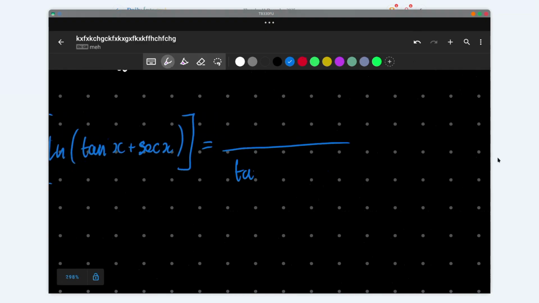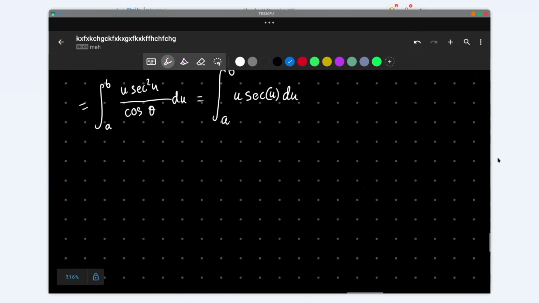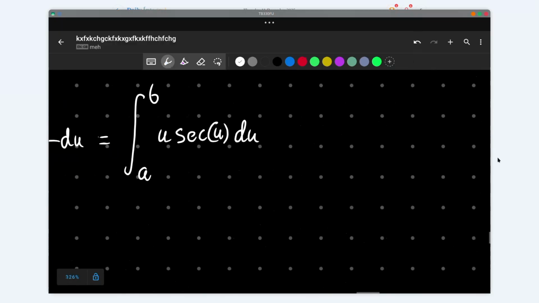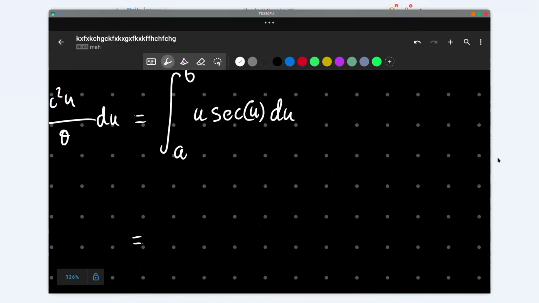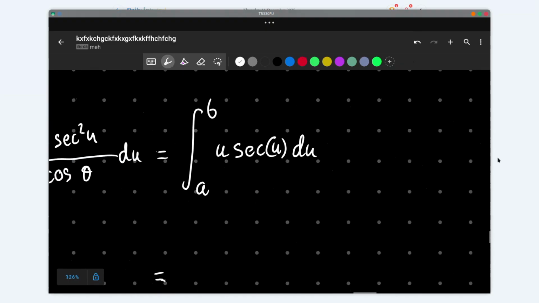Denominator would be the same. Top would be sec squared. Oh, it is. Okay, sick. By parts again. So I say again, like we're only doing it once. This would be a logarithm.